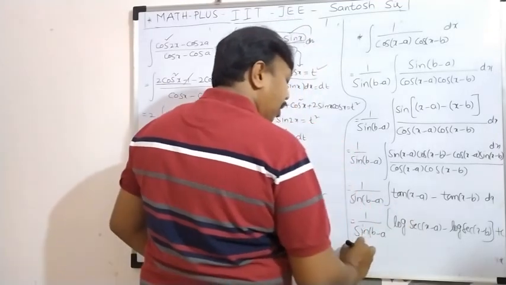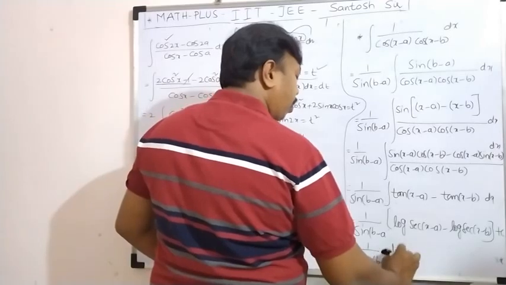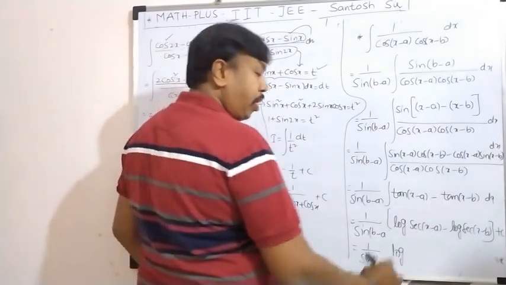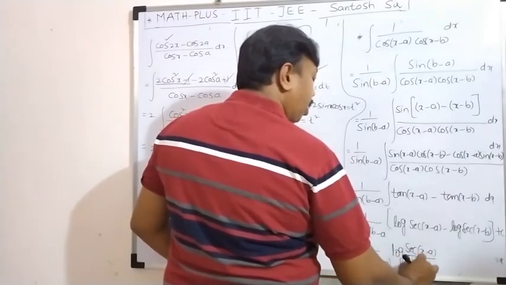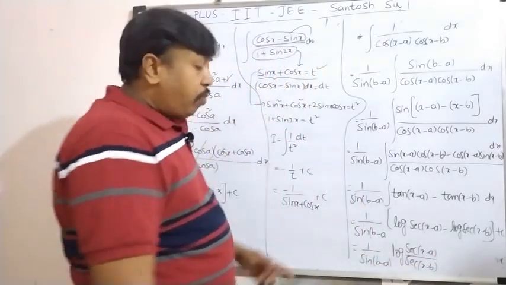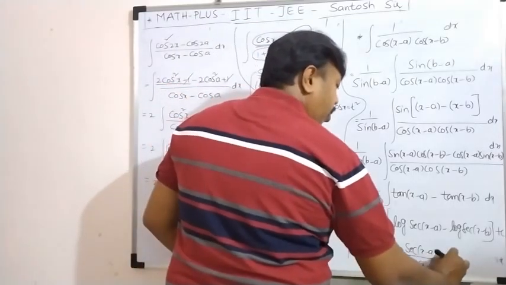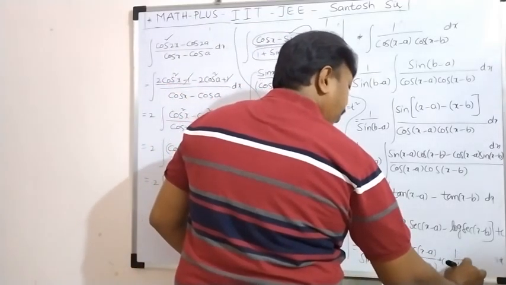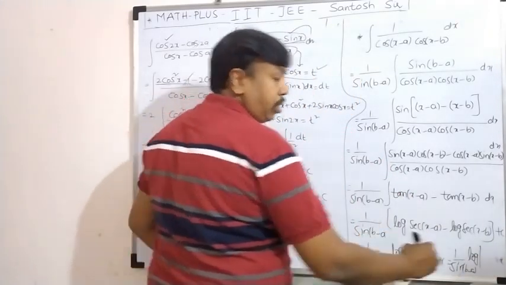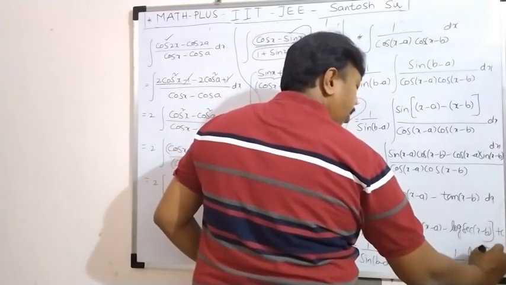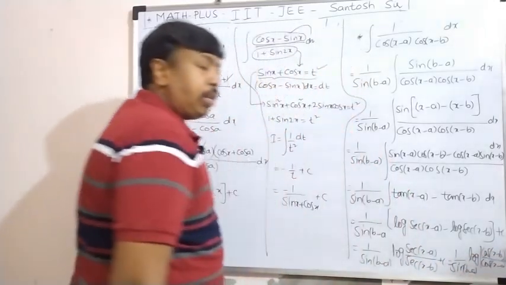Further, I am writing this as 1 upon sin b minus a into log m minus log n, which becomes log m upon n, that is secant of x minus a upon secant of x minus b. Again, further you can convert, secant x can be written as 1 upon cos x. So 1 upon sin b minus a into log modulus of cos of x minus b upon cos of x minus a, plus c, you will get.